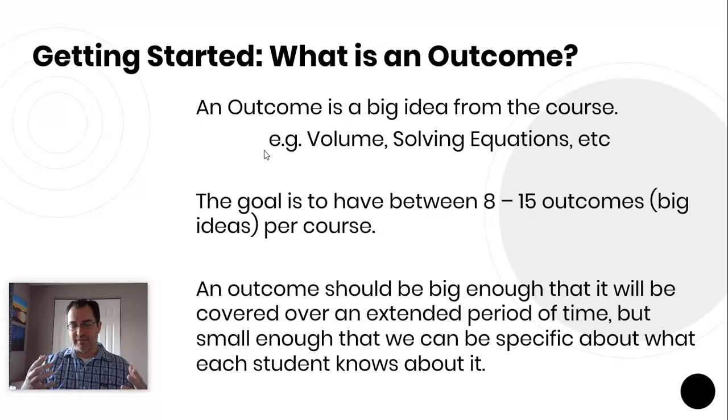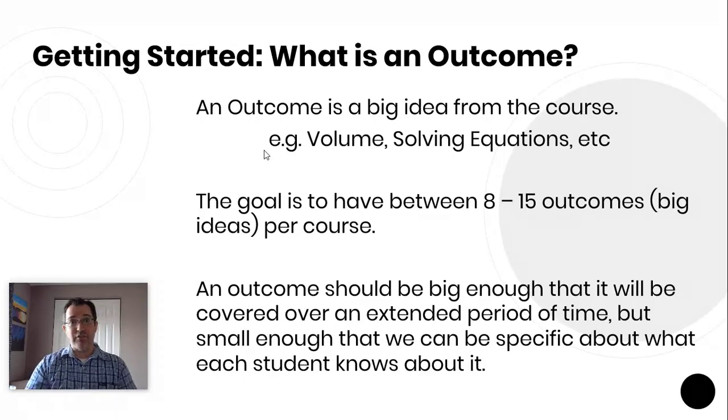So to get started, we need to think about what these big ideas are. And in a perfect world, and I do mean that, where we're trying to create these outcomes that are the big ideas, we want to have about 8 to 15 of them, or in that range. You don't want to have too few, and you don't want to have too many. The tricky part is that we want each outcome to be large enough that we're going to cover it over an extended period of time. It's not going to be a one and done sort of lesson. It's something that's really important to the course and something that we're going to be doing often.